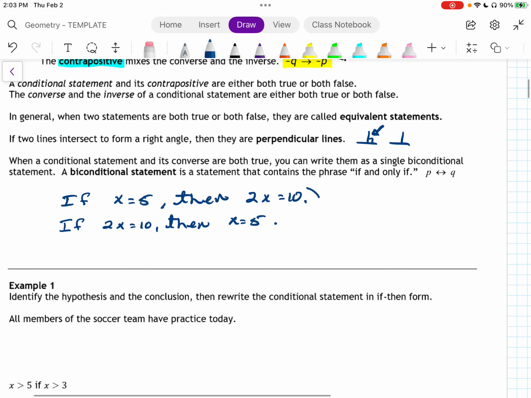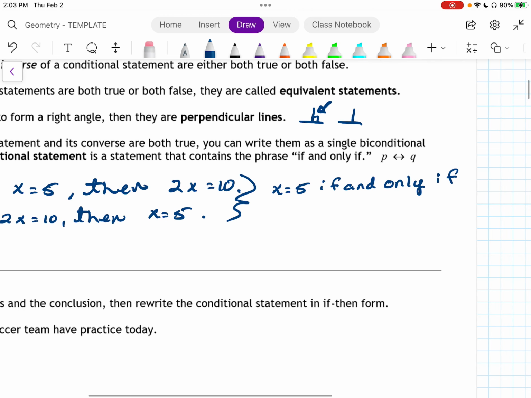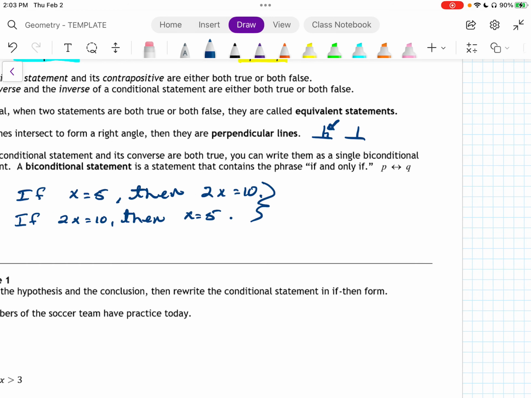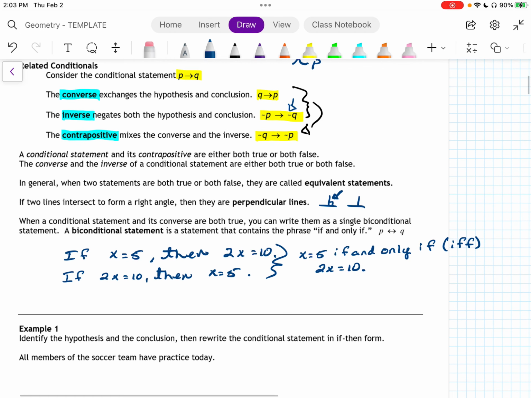Because both of these are true statements, we could combine them to say one biconditional. We would say x equals 5 if and only if, which is normally abbreviated to IFF, that if and only if. X equals 5 if and only if 2x equals 10. Right? That would be the biconditional statement. Yeah, so there we are.